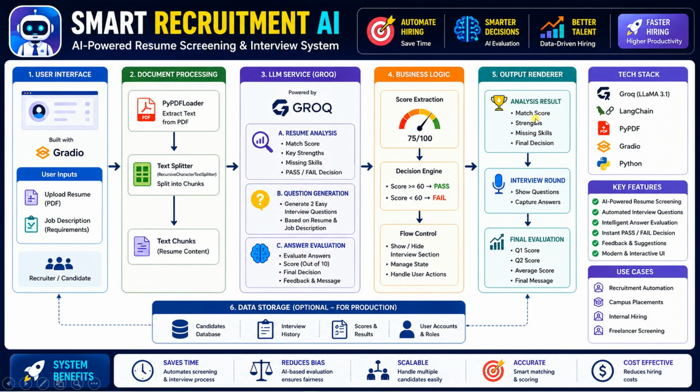Whatever the output, it will give you the match score, the strengths, the missing skills, and the final decision. Let's say in my resume I am missing, for example, deep learning. It will give you the missing skills so that you can upskill and apply for the job again. And in the interview round, you can see the questions, the captured answers, and final evaluations: question scores, average scores, and the final result that you are selected or not.